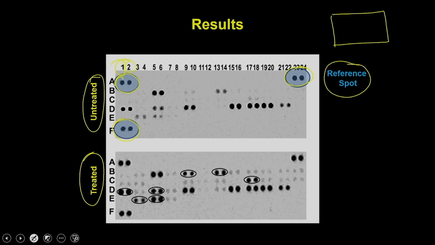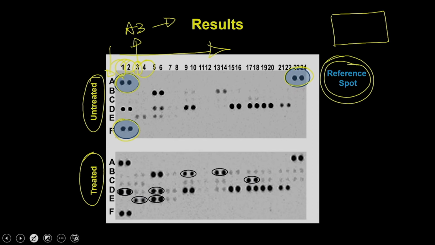You have the lettering on the left side, like A, B, C, D, and the numbers on this side. All these coordinates correspond to individual cytokines. For example, A3 corresponds to something, and similarly A4 corresponds to something else. So you know which spot corresponds to what, and these are the reference spots.